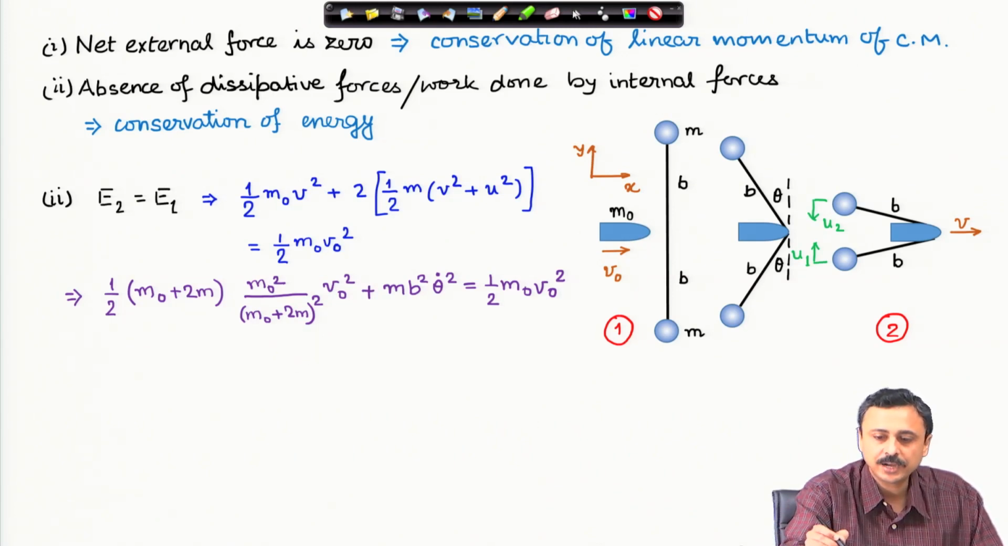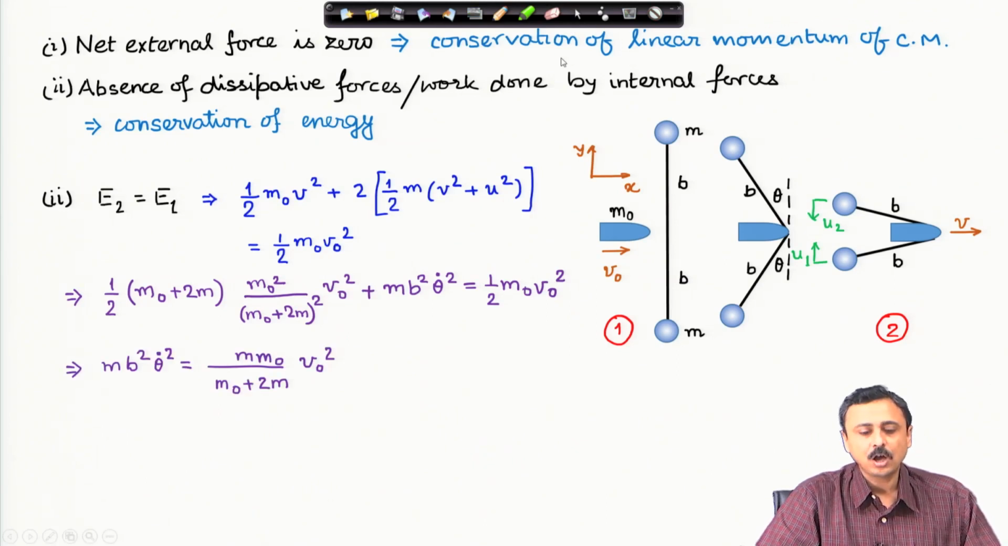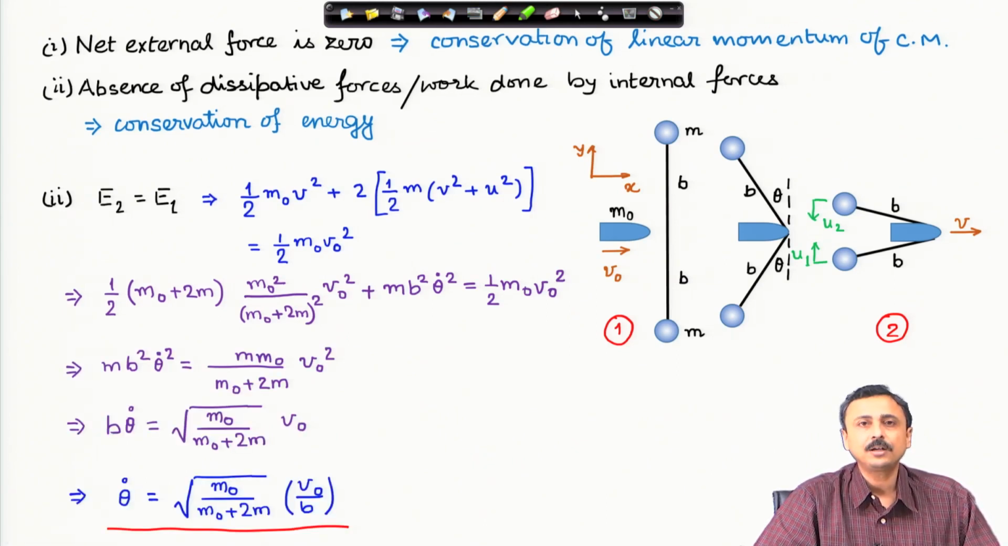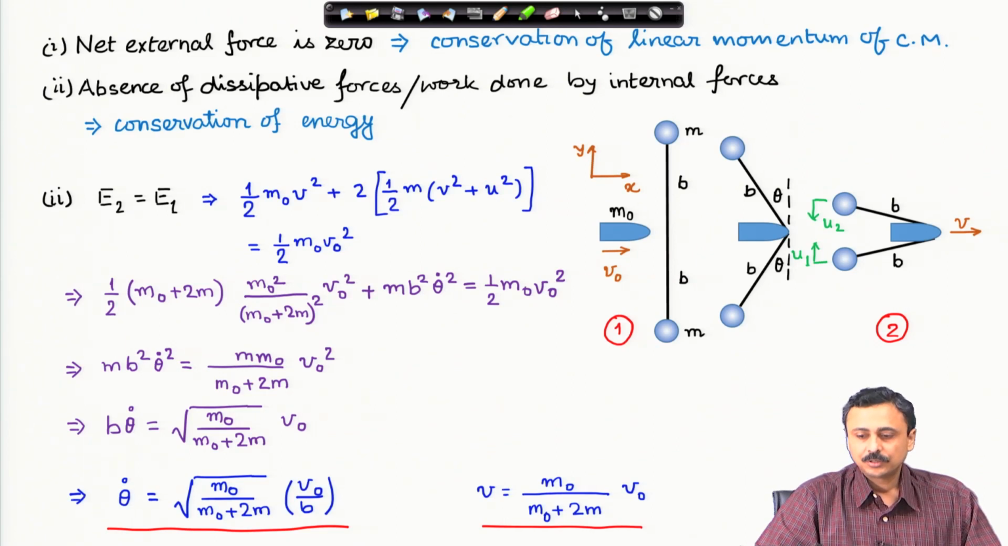So, if you substitute that expression and finally solve, straightforward algebra, you will obtain theta dot as this expression, and we have also obtained the velocity in the previous step as this. Therefore, we have obtained the final velocity of the combined system and this rate of change of theta when theta approaches 90 degrees. That means, these two spheres are coming in contact.